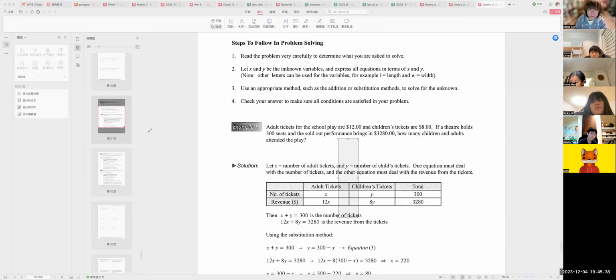So the first equation is x plus y equals 300, where adults is x and kids is y. There are altogether 300 seats, so altogether you can sell only 300 tickets. Correct, Vicky? You cannot sell 400 tickets when you only have 300 seats.